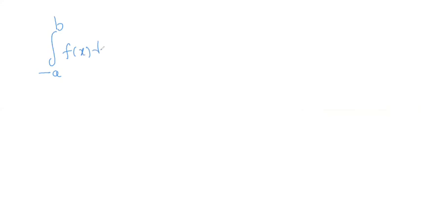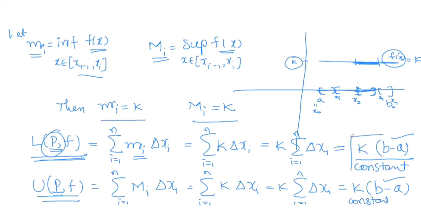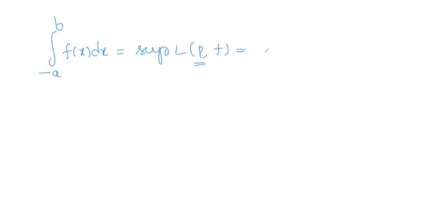So what is the lower Riemann integral now? It is defined to be the supremum of all lower Riemann sums. So we define the lower Riemann integral to be the supremum of all lower Riemann sums calculated for all possible partitions. So for all possible partitions, calculate the lower Riemann sum and take the supremum of all those values. But in this case, for any partition, the lower Riemann sum is constant. It is always k into b minus a. So what is the supremum of all those values? It is once again the constant.